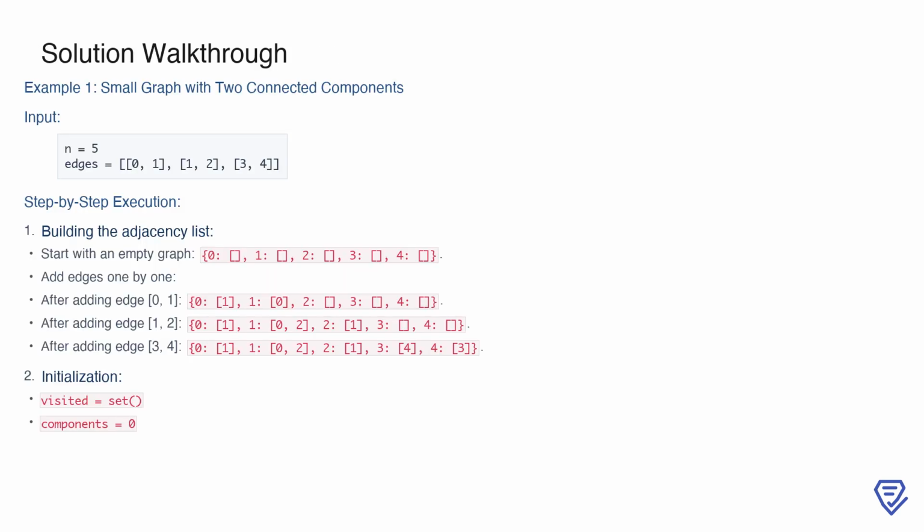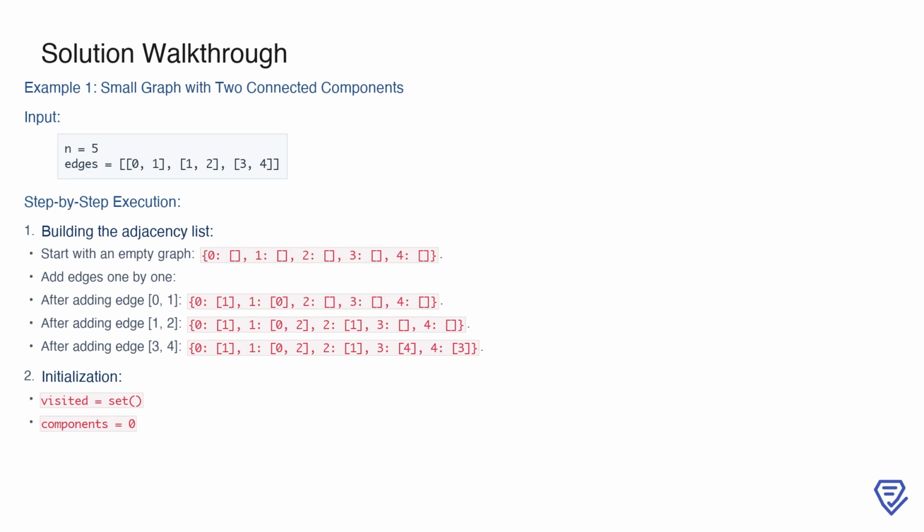Let's start with the first example where we have a graph with 5 nodes and edges connecting some of them. The goal is to determine the number of connected components in this graph. First, we build the adjacency list to represent the graph. We initialize an empty list for each node, resulting in 0, 1, 2, 3, 4. Then, we add edges one by one.